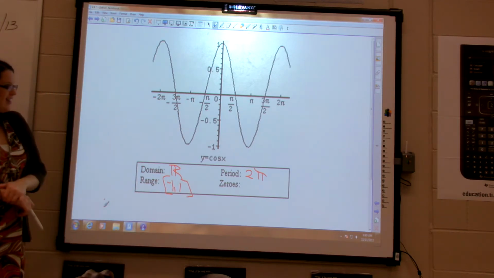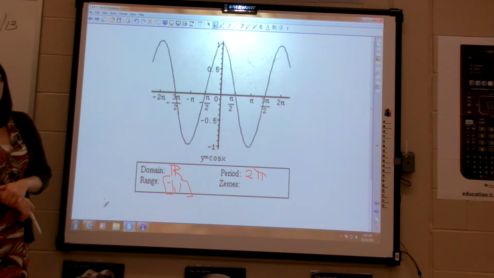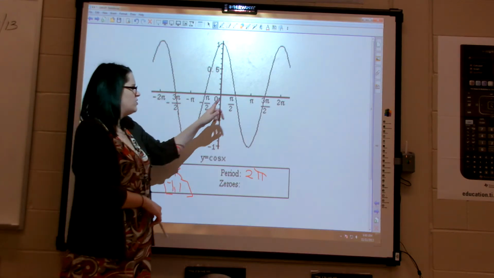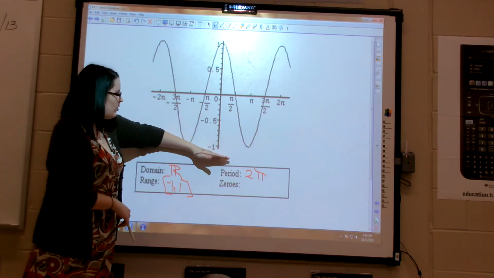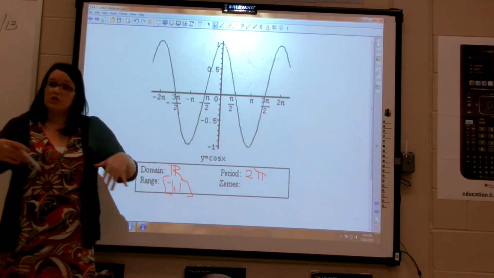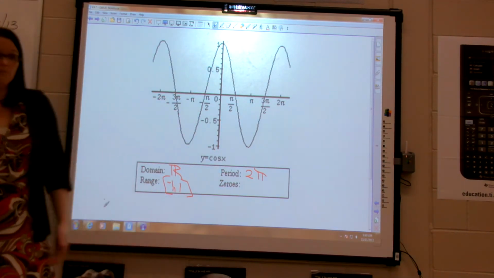We already got the period. Now the zeros. We already said there are a couple zeros. How did you see negative 1? Negative 1 to 1. And also from the unit circle, right? We know that the smallest I can be is negative 1.